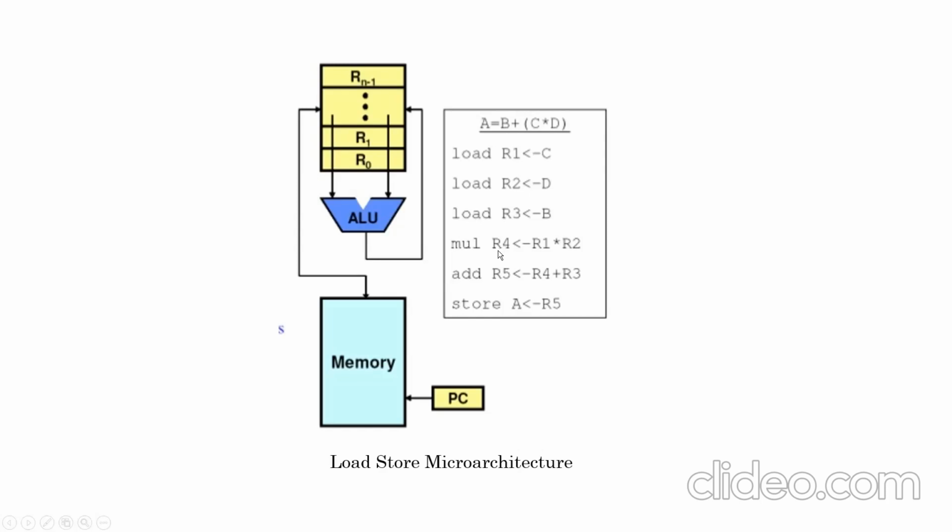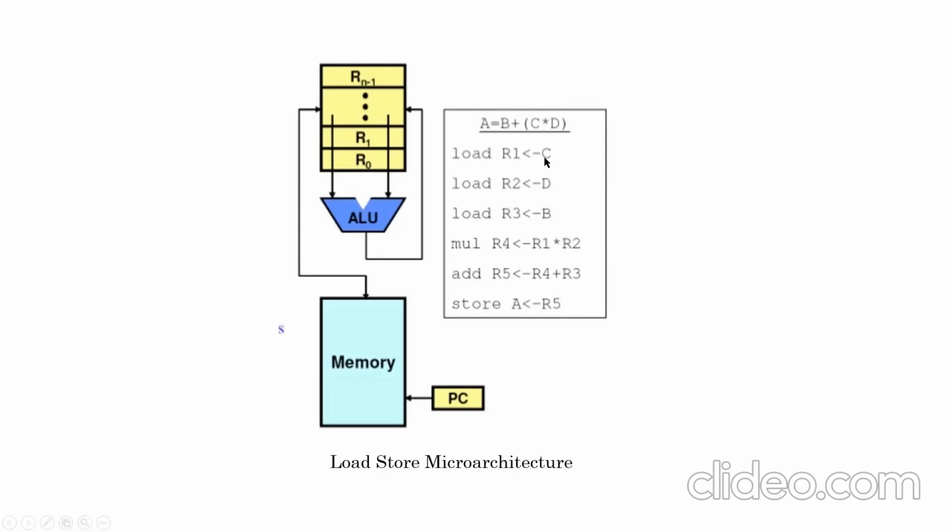Then we are adding the contents of R4 with R3 and the result is stored in another register called R5. The addition of R4 and R3 is stored in the register called R5. From the register R5, it is stored into a memory location called C. So this is called your load operation. This is called your store operation.